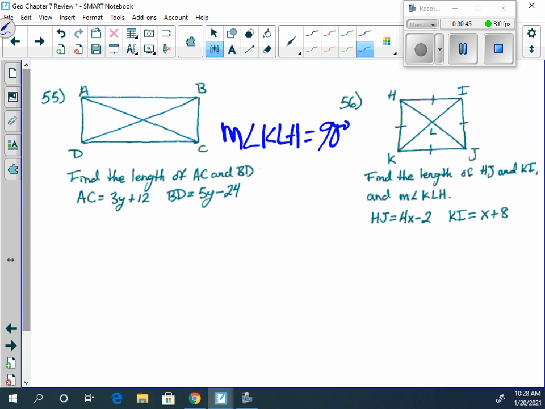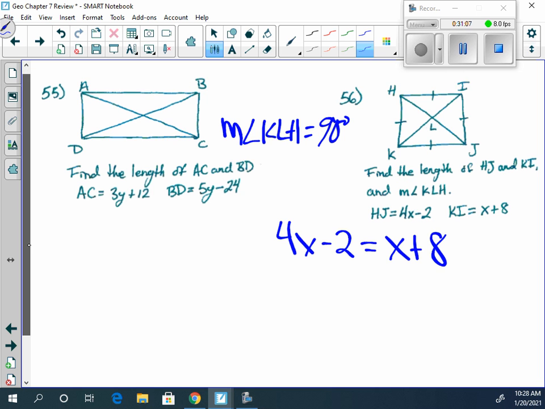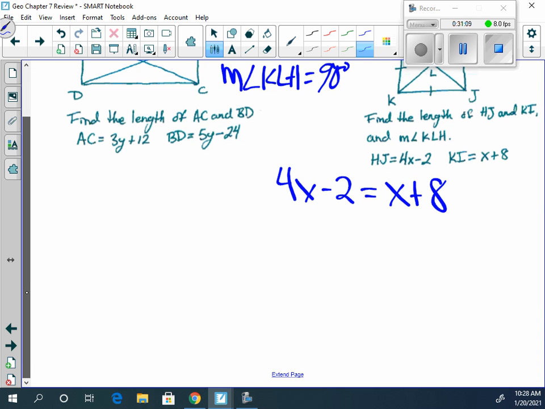Now, if I want to find the length of HJ and KI, well, we know that they're going to be congruent. They're going to be the exact same length. And they told us HJ is 4x minus 2, and KI is x plus 8. So if I want to find the length, I first need to find the value of x, and once I find the value of x, I just plug it back in. So we set them equal to each other and solve for the value of x.